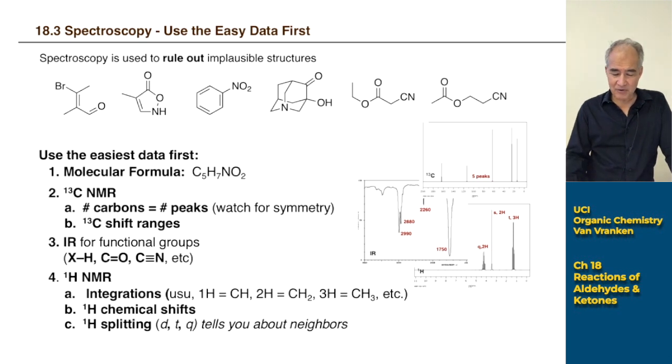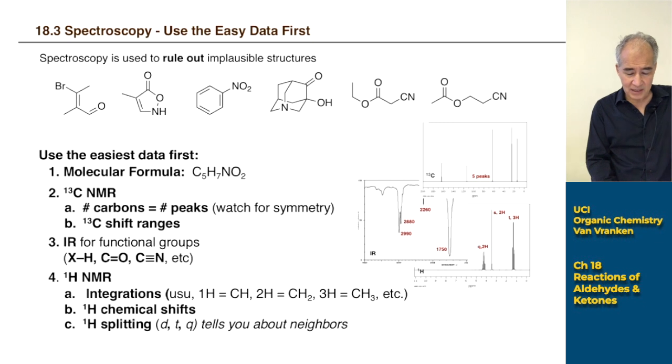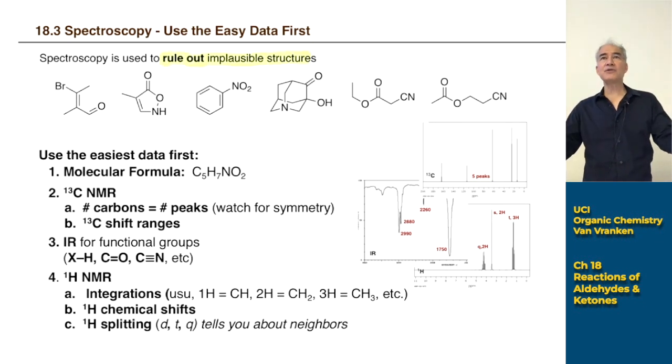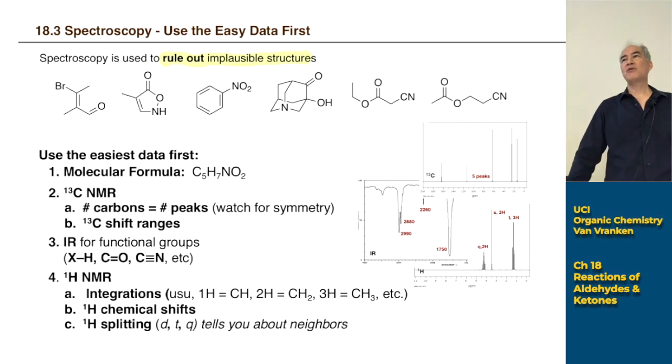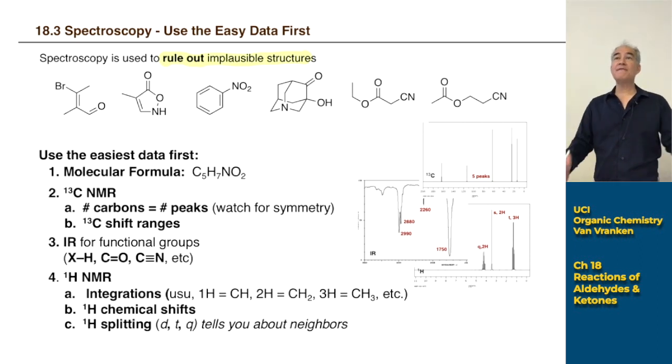So how do you use spectroscopy? You always use spectroscopy in the same way. We use spectroscopy to rule out implausible structures. You need a list of structures. That's the way to approach spectroscopy questions. Sometimes I give you a list of structures. Those are the easy ones.